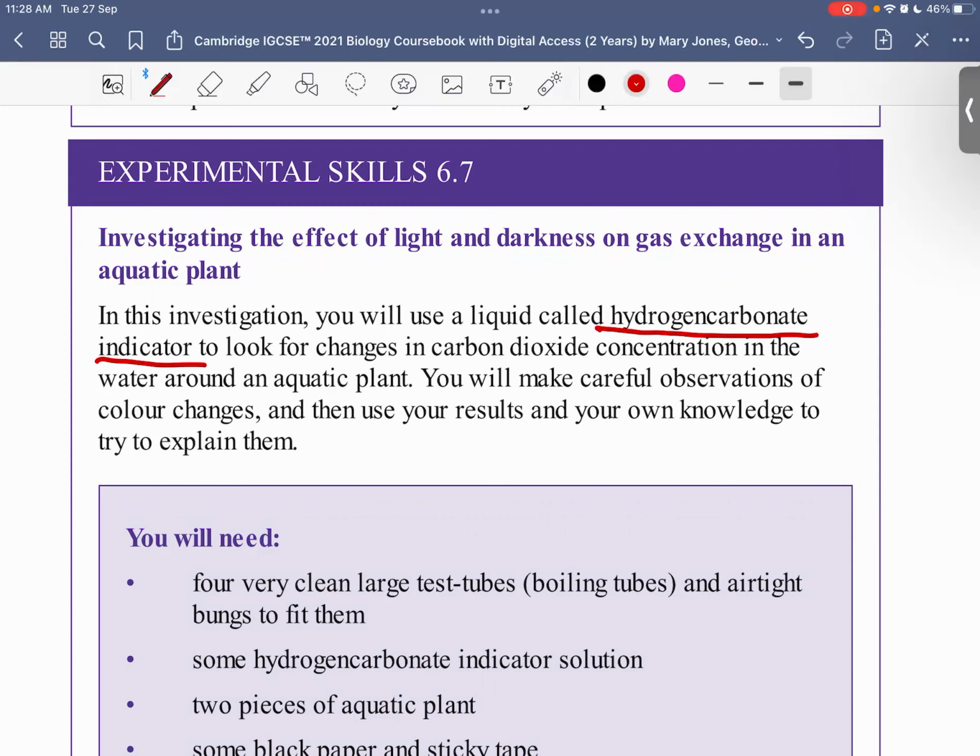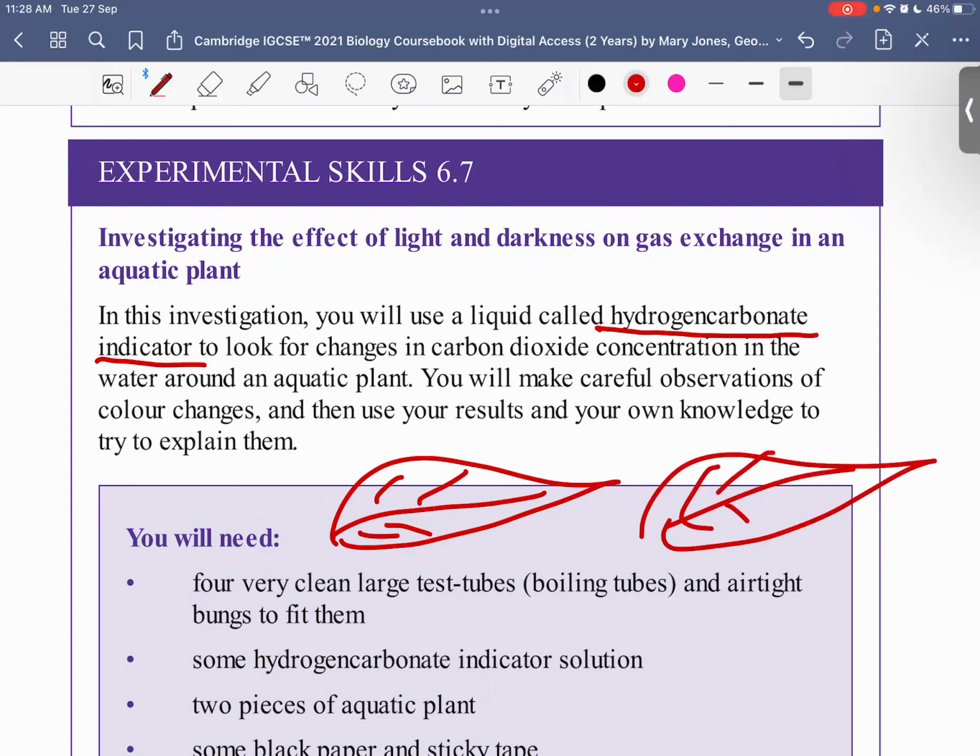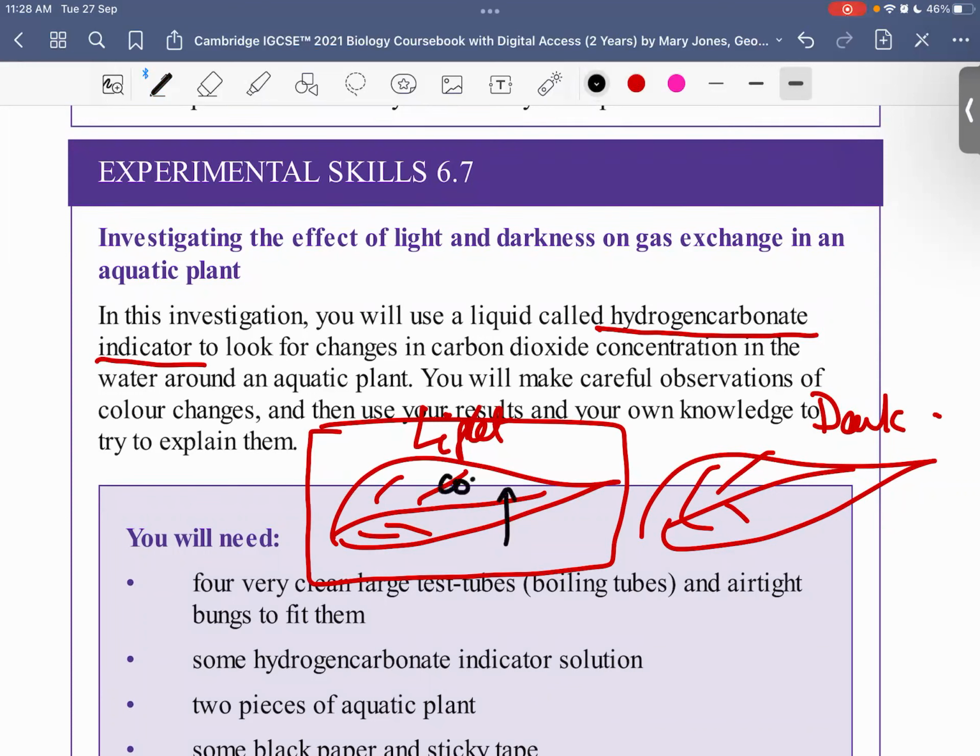Tell me, if the plant leaf is exposed to light, there are two leaves. This leaf is exposed to light and this leaf is exposed to dark. What do you expect? Which gases will move in and out of the leaf which is exposed to light? Carbon dioxide will move in and oxygen will move outside.